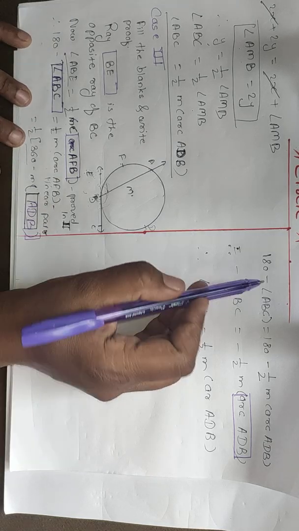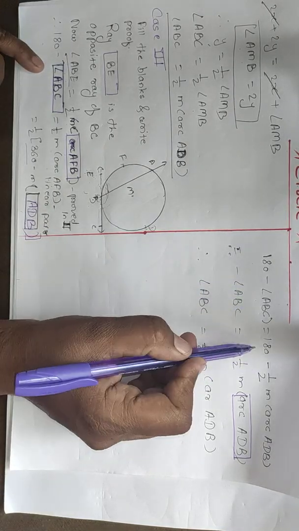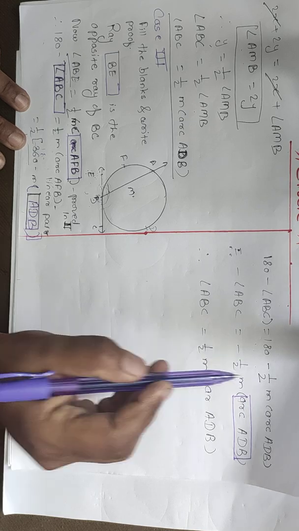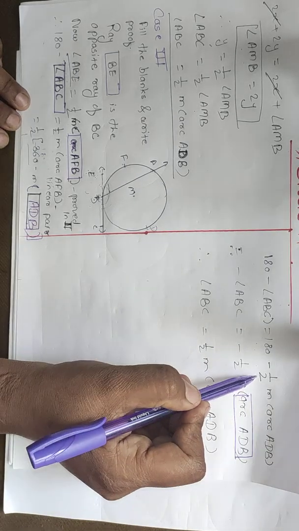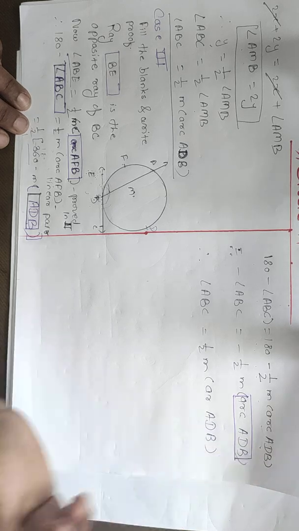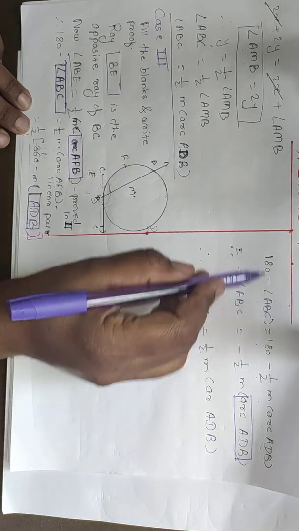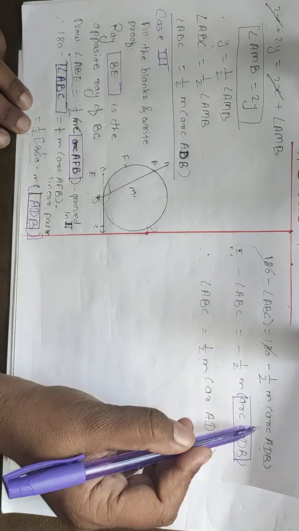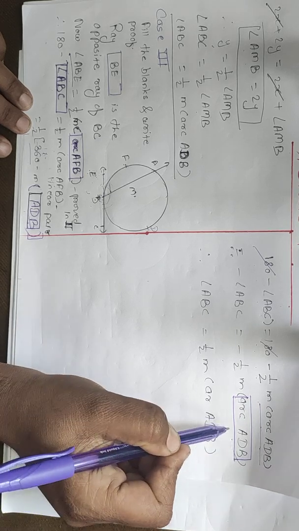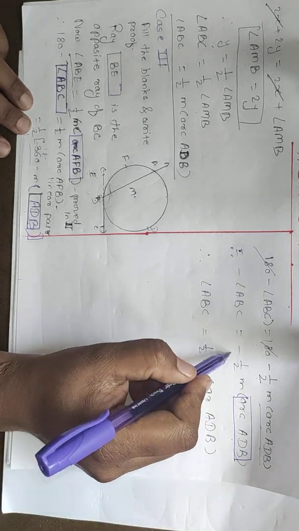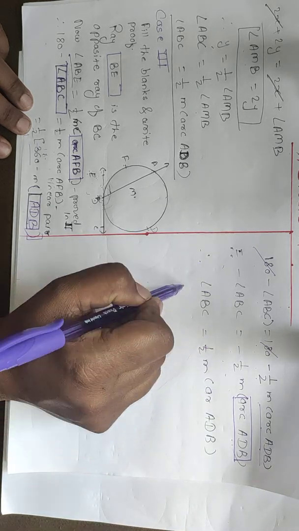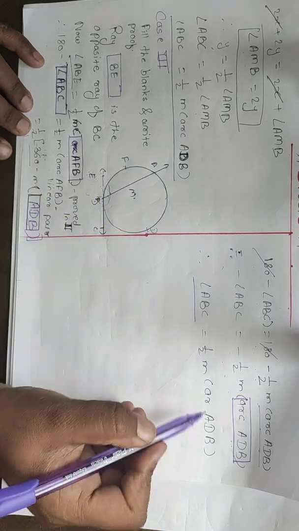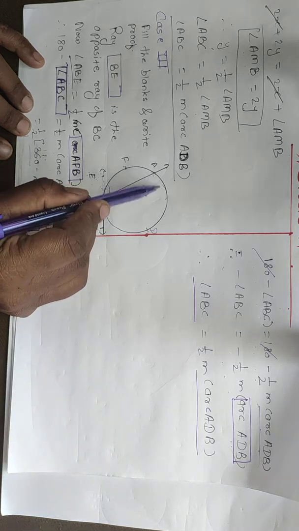Now what are we getting here? 180 minus angle ABC is equal to 1/2 of 360, that is 180, minus 1/2 measure of arc ADB. We got it here. Now this 180 gets cancelled with 180. So what remains? Minus angle ABC is equal to minus 1/2 measure of arc ADB. Here a box is given; by mistake I wrote the answer here. Both terms are negative, so in the next step both will be positive, and from this we get that angle ABC is half the measure of arc ADB.